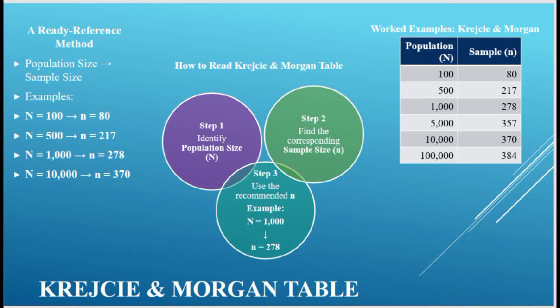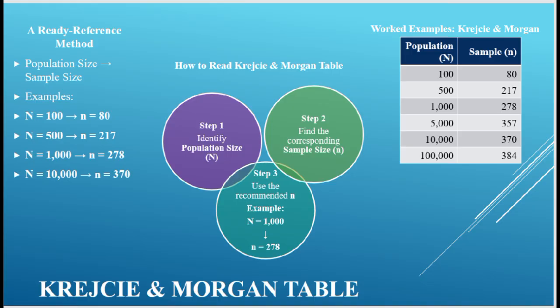For example, suppose your population consists of 1000 individuals. You locate 1000 in the population column, capital N. The corresponding recommended sample size is approximately 278. Therefore, you can use 278 respondents as the minimum sample size under the assumption of the Krejcie and Morgan table. One important point. If your exact population size does not appear in the table, you can select the next higher population value to adopt a more conservative sample size rather than simply choosing a smaller value.